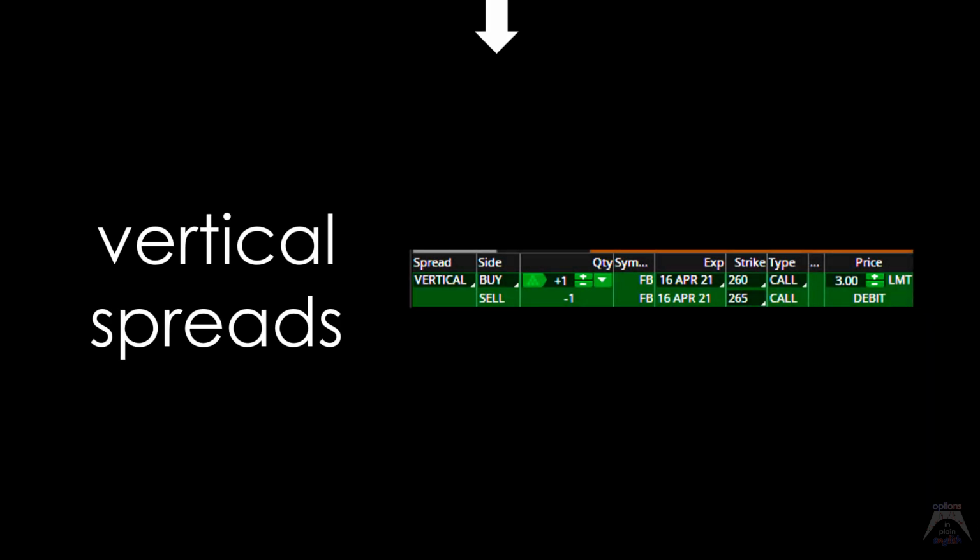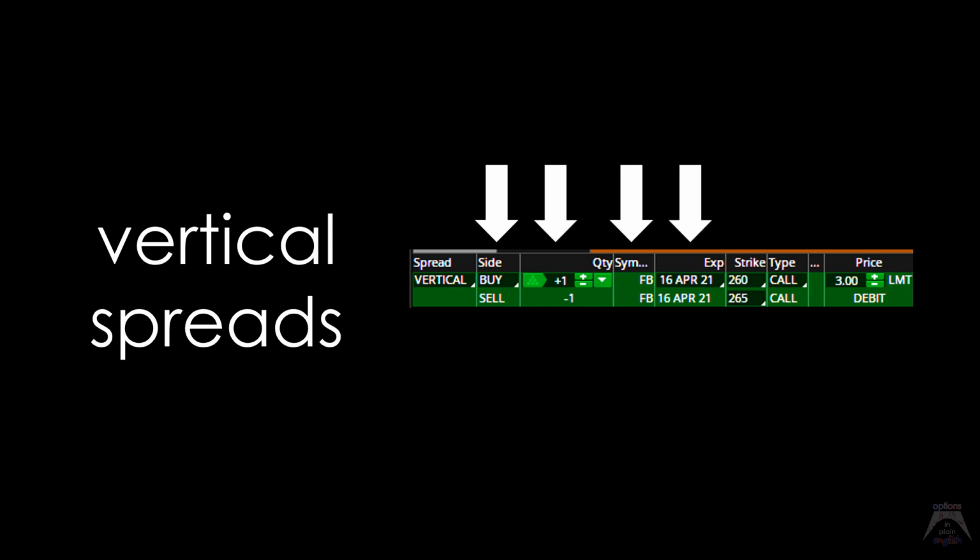If you're an options trader, there's a good chance that one of your go-to strategies is a vertical spread. A vertical spread is made up of two legs, one that is bought and one that is sold, with the same number of contracts in the same underlying, for the same expiration, and of the same type, call or put. The only difference between the two legs being their strike price.